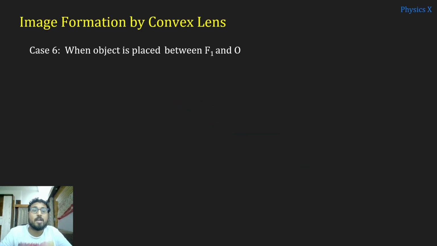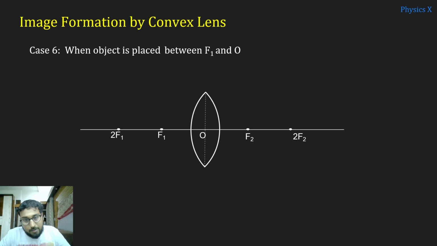Now let us move to the next case, which is when the object is placed between f and o, and this is a very important case, right? Because this case has a direct application. So now this is your object, which is placed very close to the lens, between f1 and o. Now what happens, this is the ray of light passing through the f2. Again I draw to the optical center, this is going there.